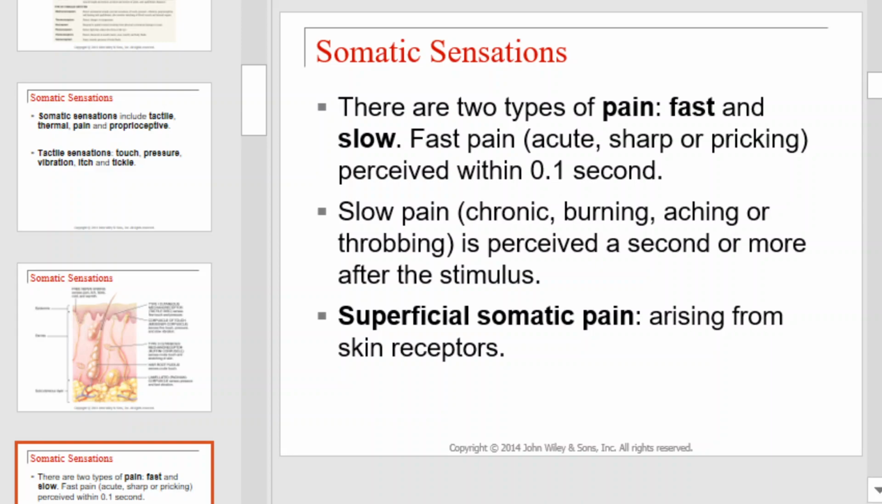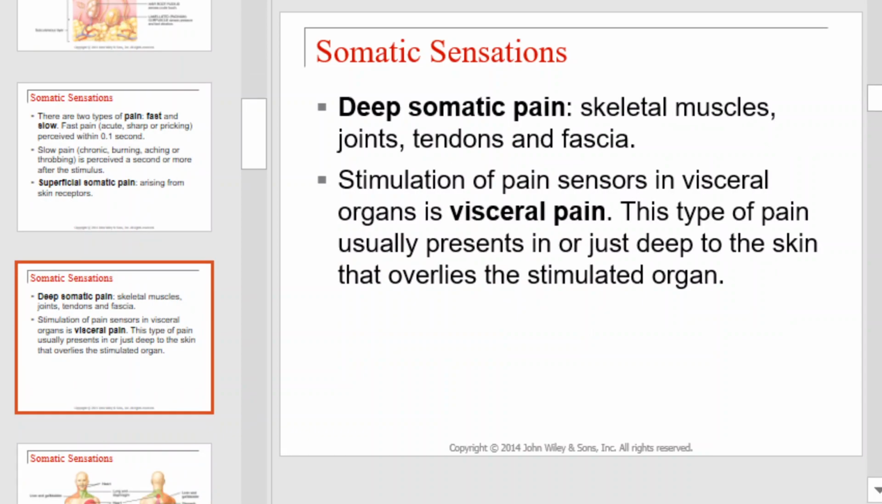There are two types of pain, fast and slow. Fast pain is acute, sharp, or pricking in nature and perceived within 1/10 of a second. Slow pain is chronic, burning, aching, or throbbing, and is perceived a second or more after the stimulus. Superficial somatic pain often arises from skin receptors, while deep somatic pain arises from skeletal muscles, joints, tendons, and fascia.